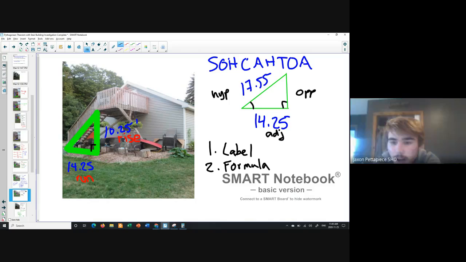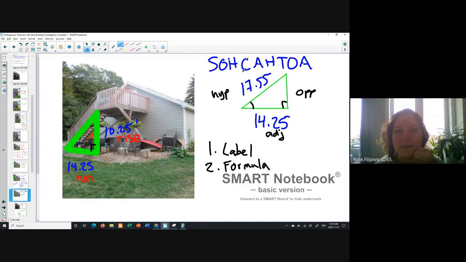So you would use CAH. So I would use CAH, right? So we're always working off it. Now, technically, I do know the opposite measurement, but I wanted to drive home what to do if you didn't have all of the measurements.